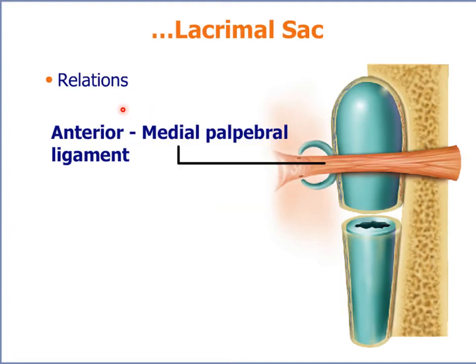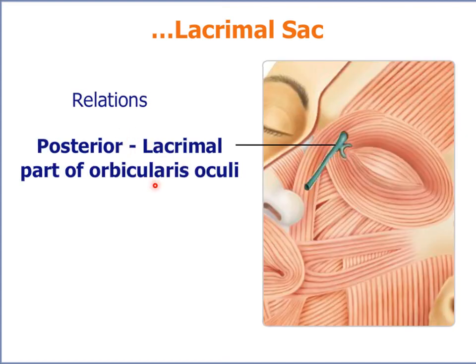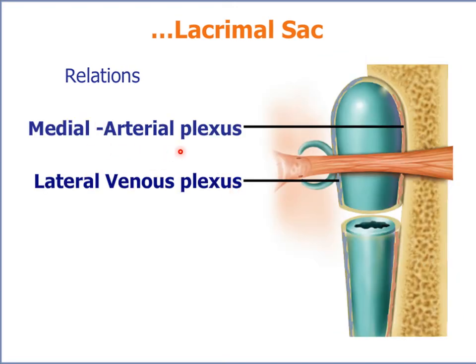Let us discuss the relations of the lacrimal sac. Anteriorly, medial palpebral ligament. Posteriorly, lacrimal part of the orbicularis oculi. Medially, the medial arterial plexus, the plexus from the facial artery, and laterally, lateral venous plexus. So these are the relations of the lacrimal sac.